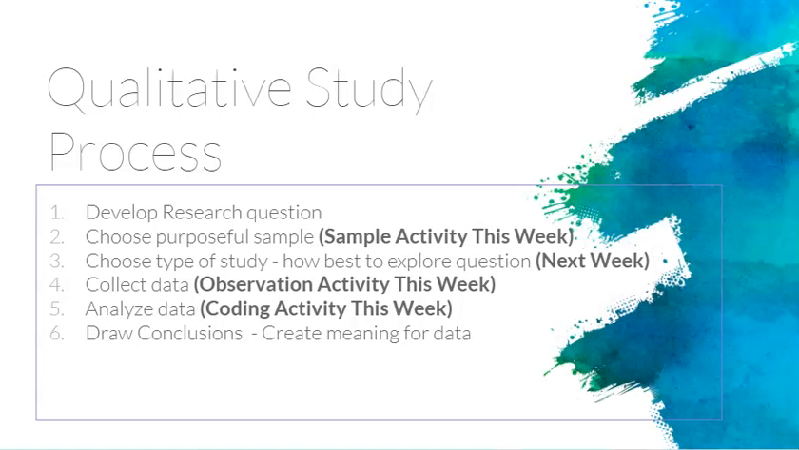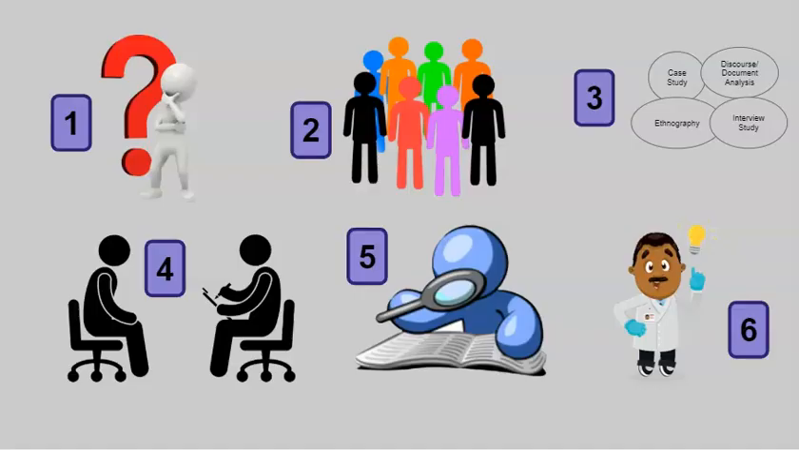And then the researcher takes the coded data and organizes it and creates meaning for it and draws conclusions about what the results of their study are. So here's another way of looking at those 6 steps. We ask a question, we pick those people that are going to be in our study, we decide what type of study we're going to do, we collect our data, we analyze our data, and then we draw conclusions about what the study came up with, what the results are.